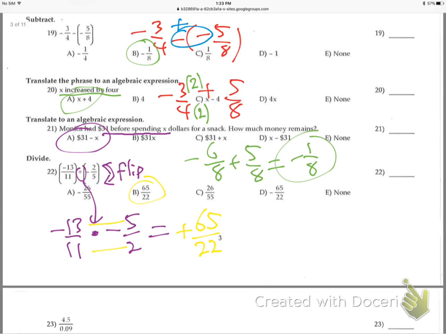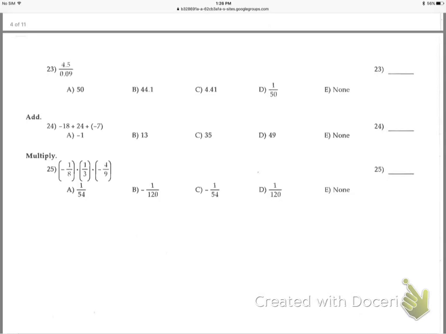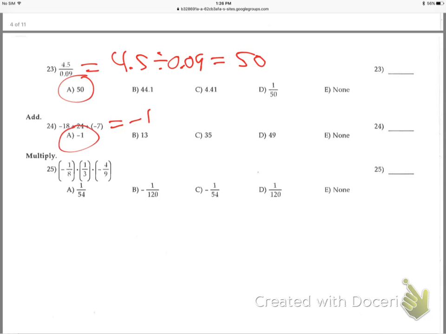Couple more. Okay if I flash off that one? Okay, so 23, that's just calculator. Is that a 4.5? Yeah. So 4.5 divided by 0.09, use your calculator. It's 50? Yeah. Okay, thanks. 24. That's calculator. That's -1. That's A again, isn't it? Yeah. Calculator. And 25. Let's finish with that one.